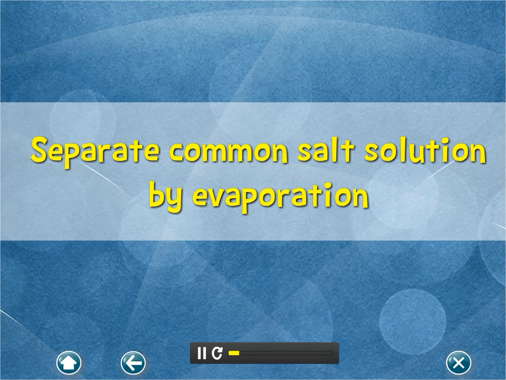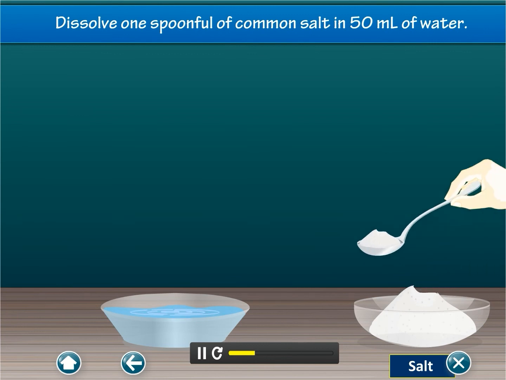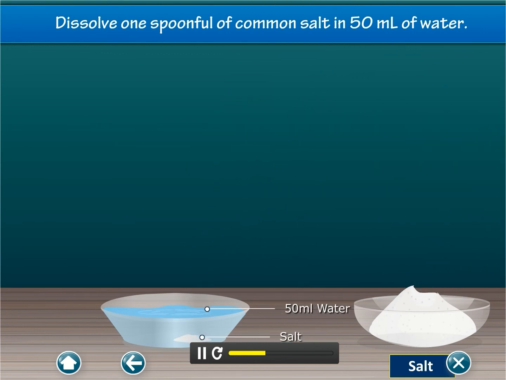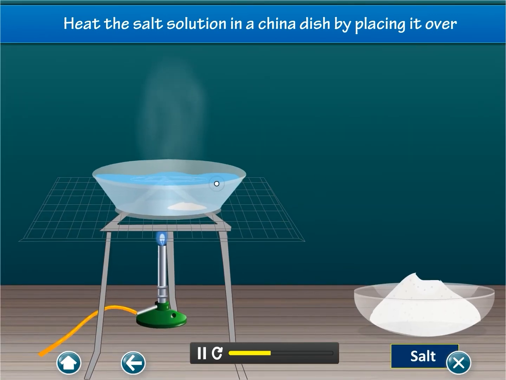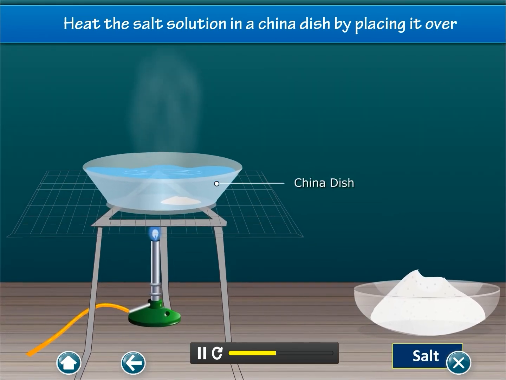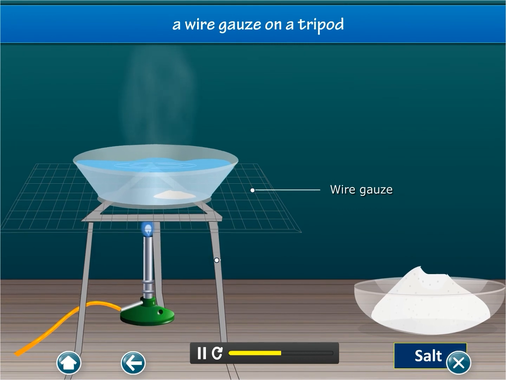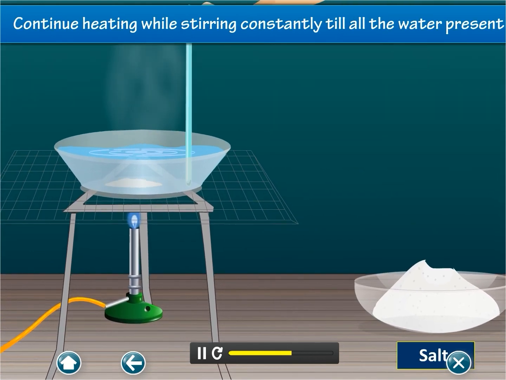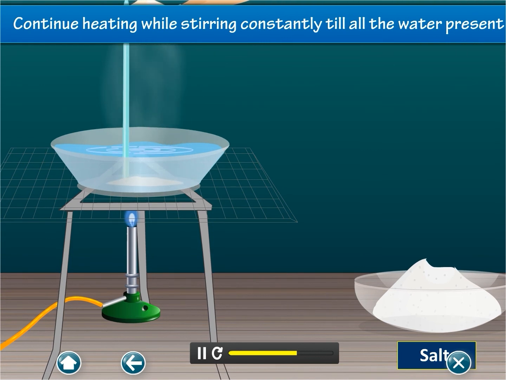To separate common salt solution by evaporation. Dissolve 1 spoonful of common salt in 50 ml of water. Heat the salt solution in a china dish by placing it over a wire gauze on a tripod. Continue heating while stirring constantly till all the water present in the solution evaporates.